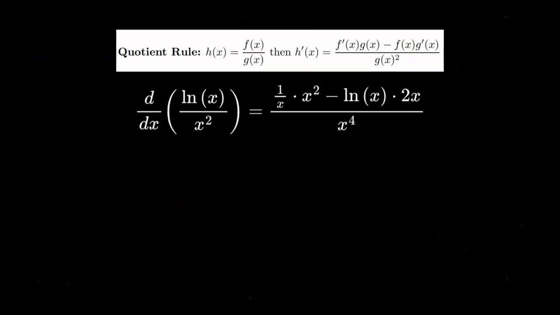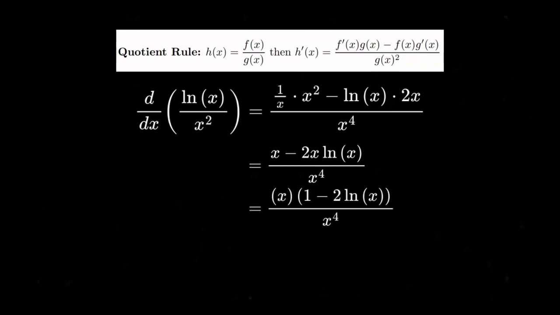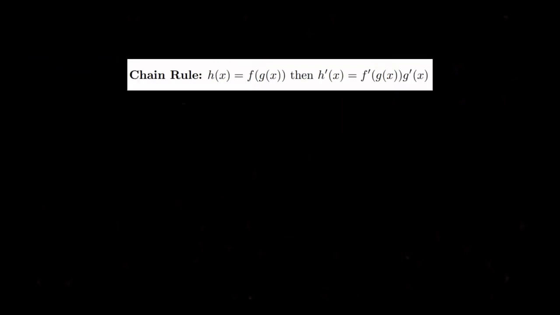Now, to simplify this expression, we can reduce the x terms, resulting in x minus 2x times the natural log of x, all divided by x to the 4th. We can then factor out an x and reduce, resulting in 1 minus 2 times the natural log of x, all divided by x cubed. Alright, so now we have chain rule.